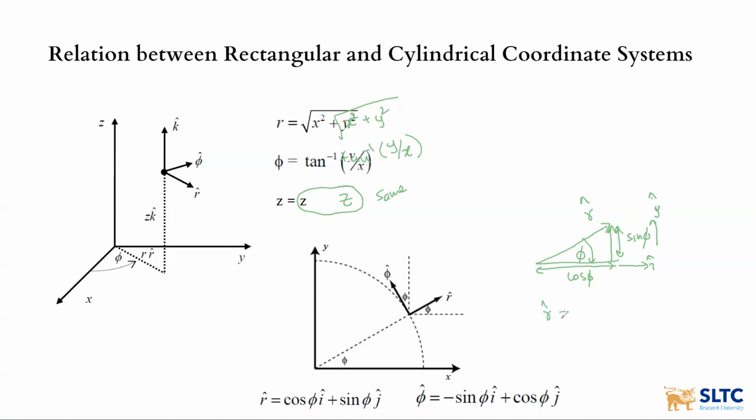R hat is equal to cos phi i hat plus sin phi j hat. Likewise, we can find the value for phi hat also. Phi hat is a little bit different, right? Little bit different, but it is also possible.